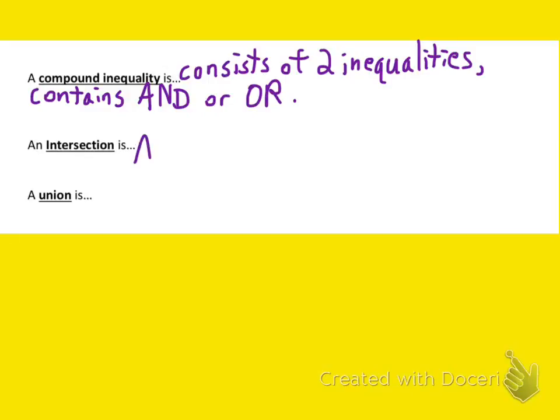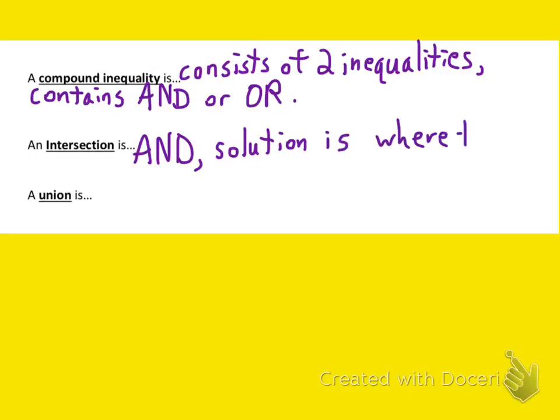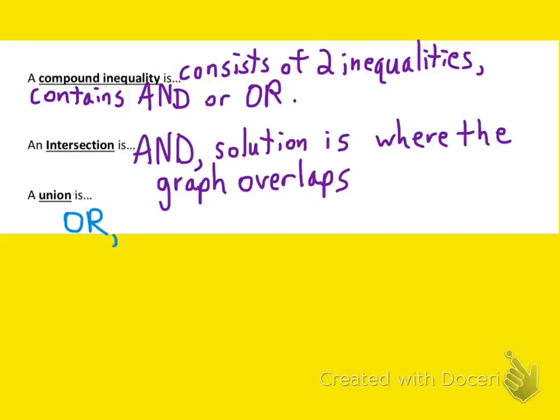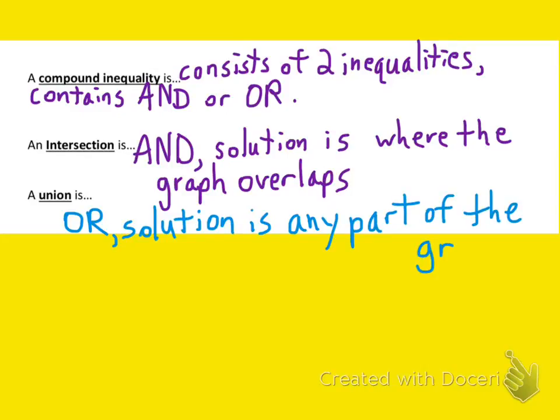An intersection is an and problem. The solution to an and problem is where the graph overlaps. So that's the intersection, where the 2 graphs cross, they overlap. That's the solution to an and problem. On the other hand, the union is a solution to an or problem. When there's an or problem, the graph could overlap, but usually it doesn't. Usually it goes away from each other. So in the union or the or problem, the solution is any part of the graph, not just the part that overlaps like the and, but it could be any part that's graphed.